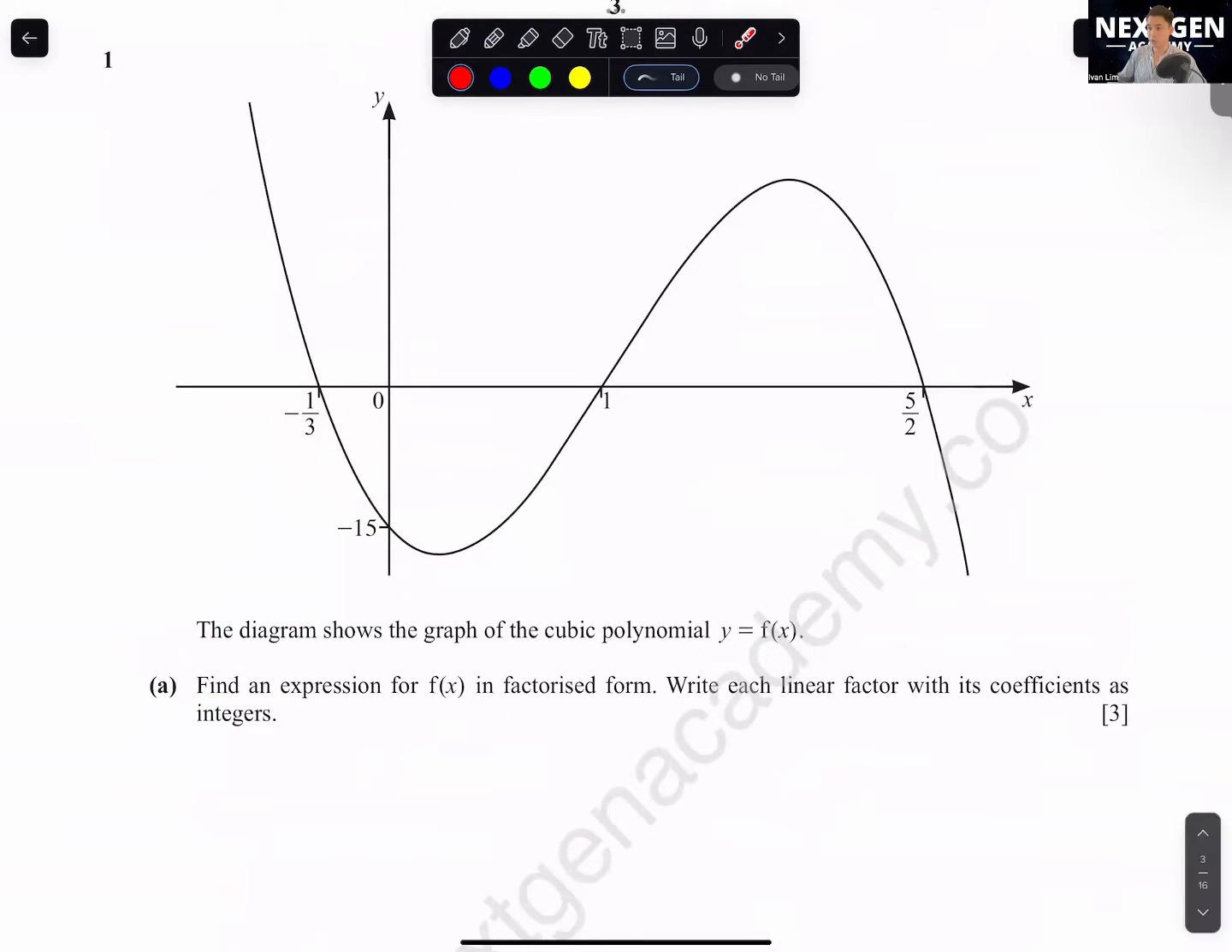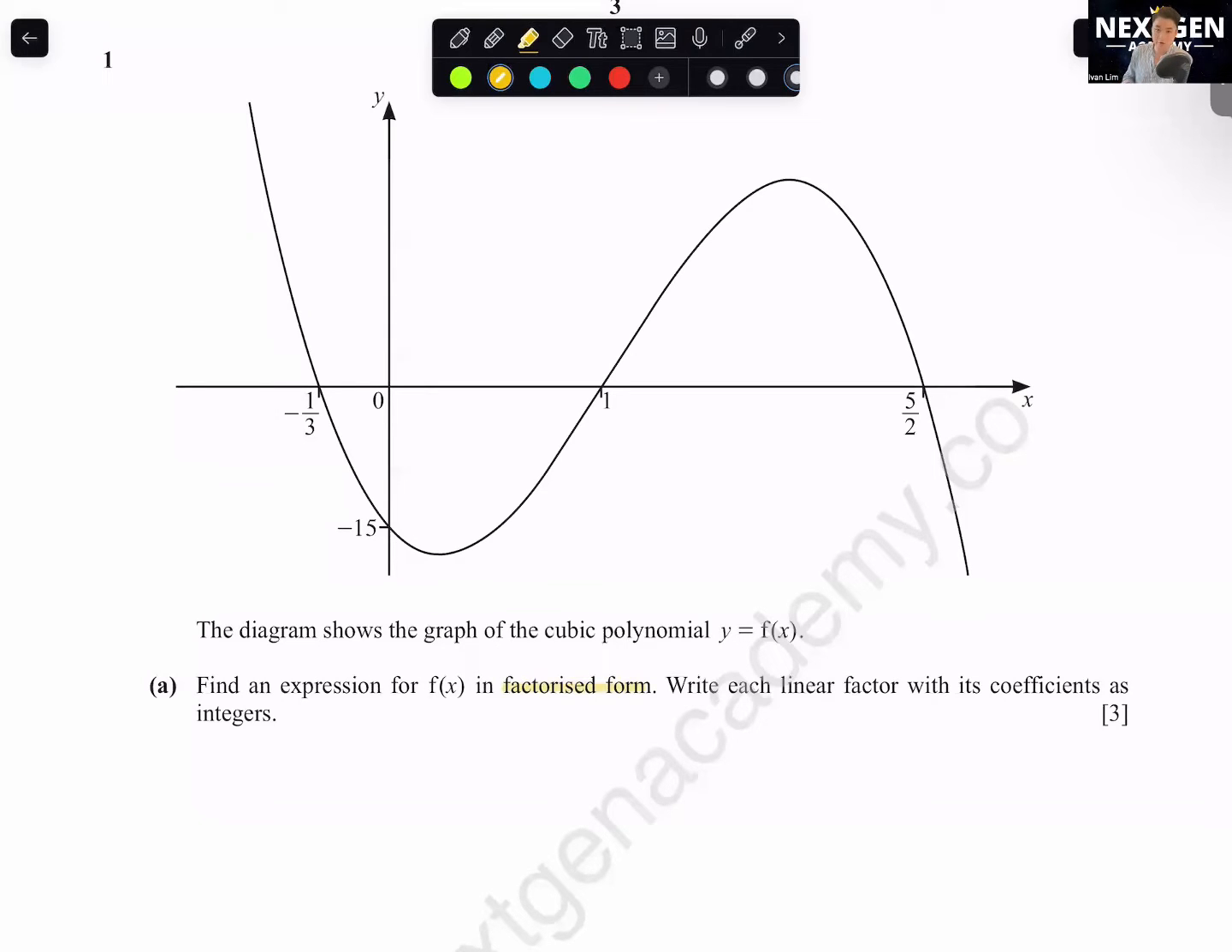I think question 1 is pretty easy. Question 1: the diagram shows the graph of cubic polynomial y equals f(x). Find an expression for f(x) in factorized form. Write each linear factor with its coefficient as integers. First thing, take note of all these words, because sometimes you know how to do it, but the presentation might be wrong.